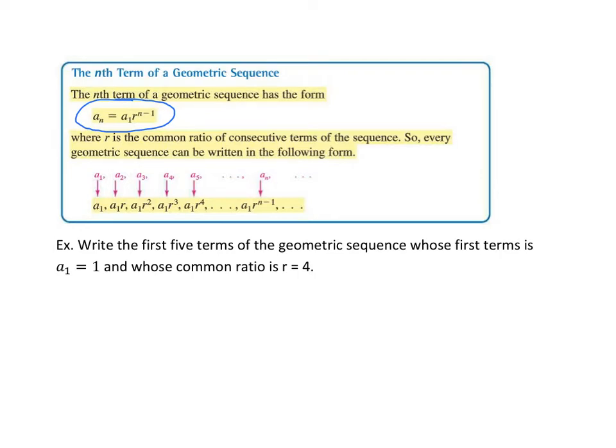First 5 terms. So my first term is 1. Multiply by 4, I get 4. Times 4 again, 16. Times 4 again, 64, and times 4 one more time, 256.